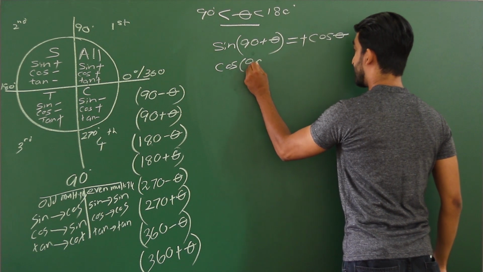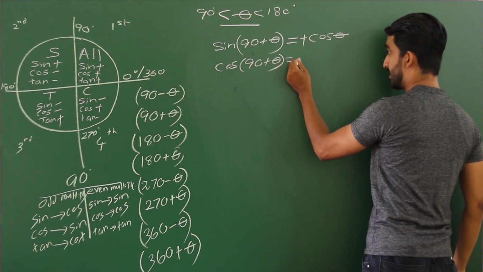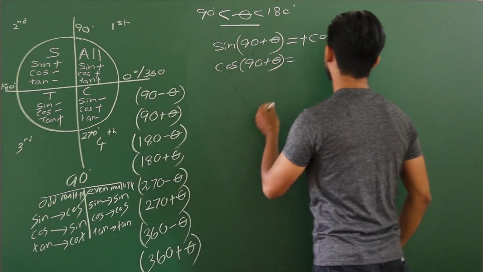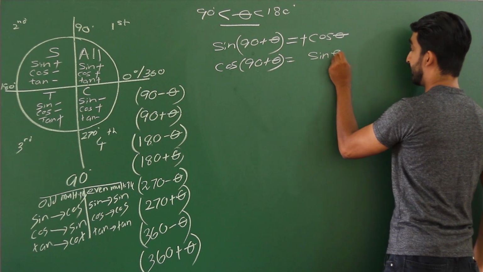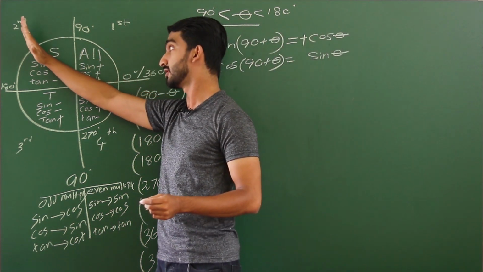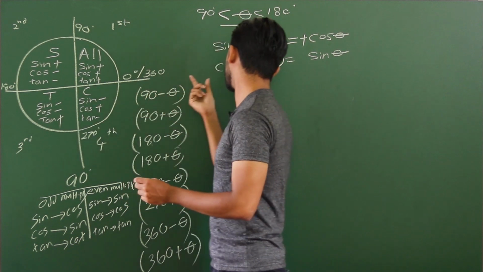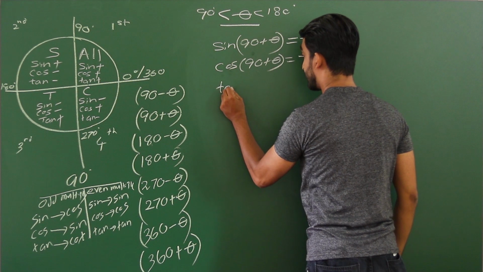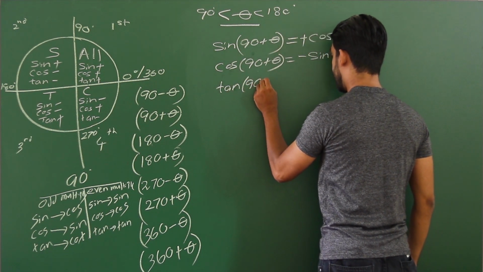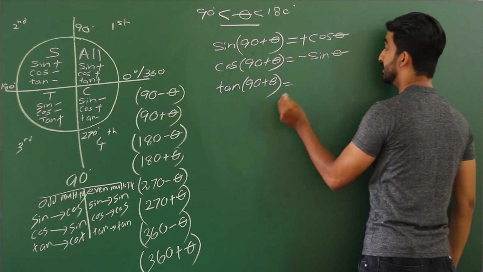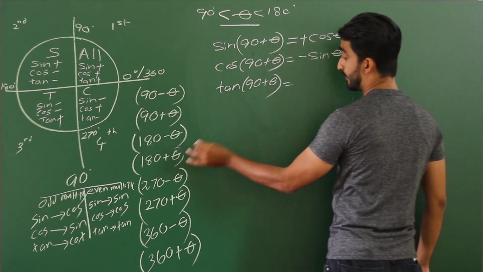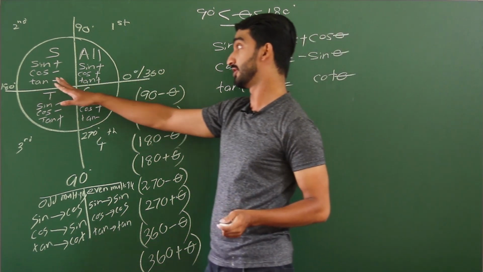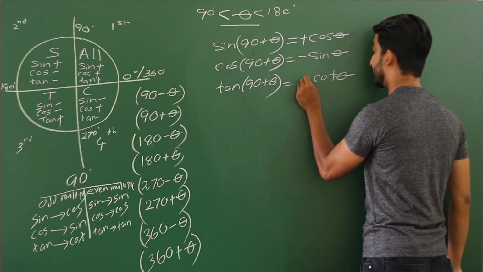Cos 90 plus theta: dealing with an odd multiple, so cos changes to sine, sin theta, and 90 plus theta enters the second quadrant, where cos is negative, so the answer should be negative, so this is minus. And tan 90 plus theta: odd multiple, tan changes to cot, and this is the second quadrant, only sine is positive, so tan has to be negative.